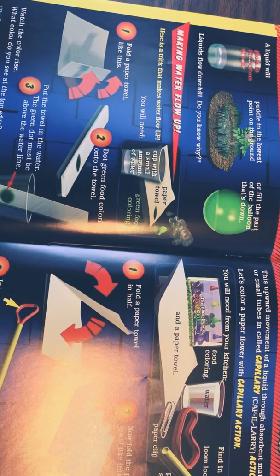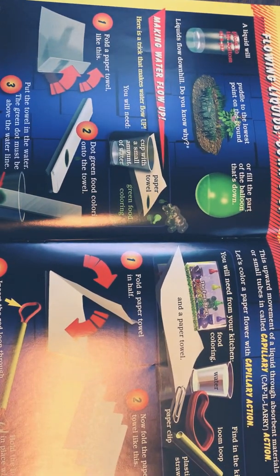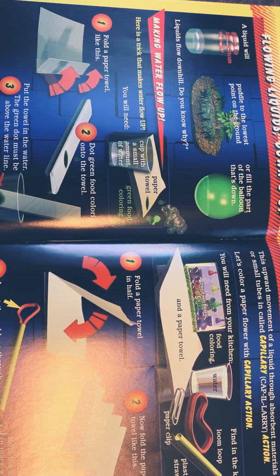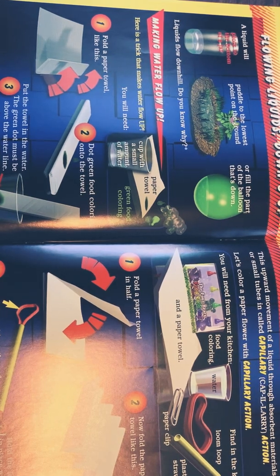Flowing liquids down and up. A liquid will plop to the bottom of a jar, run to the lowest point on the ground, or fill the part of the balloon that's down. Here is a trick that makes water flow up. You will need a cup with a small amount of water, paper towel, green food coloring. Fold a paper towel like this.